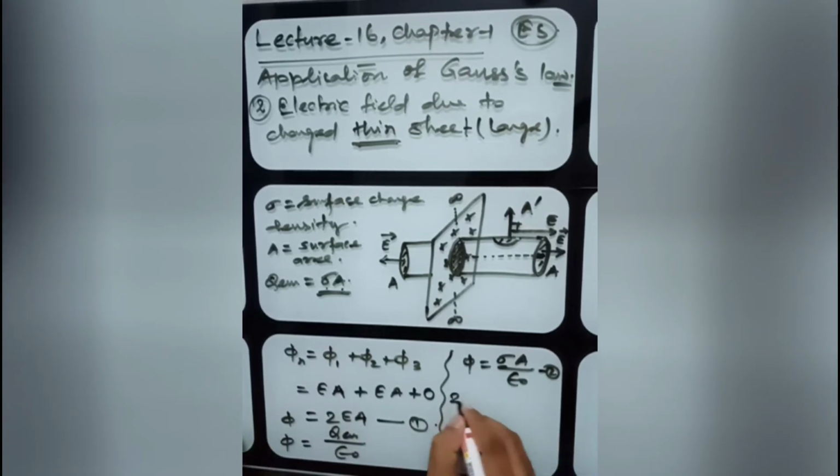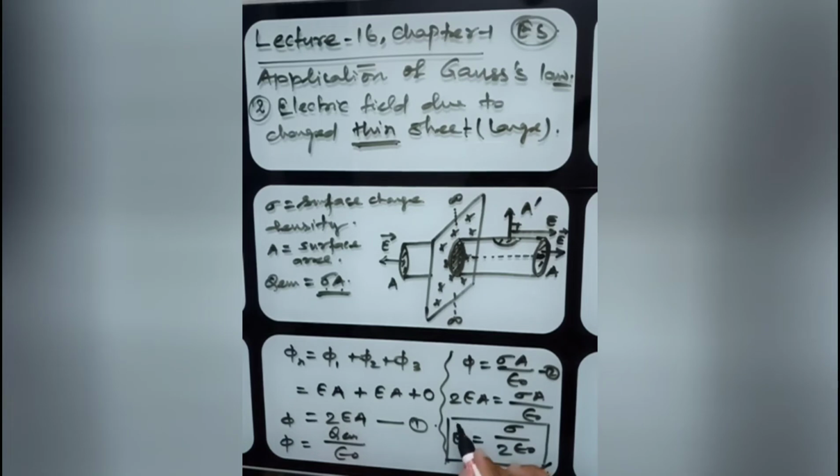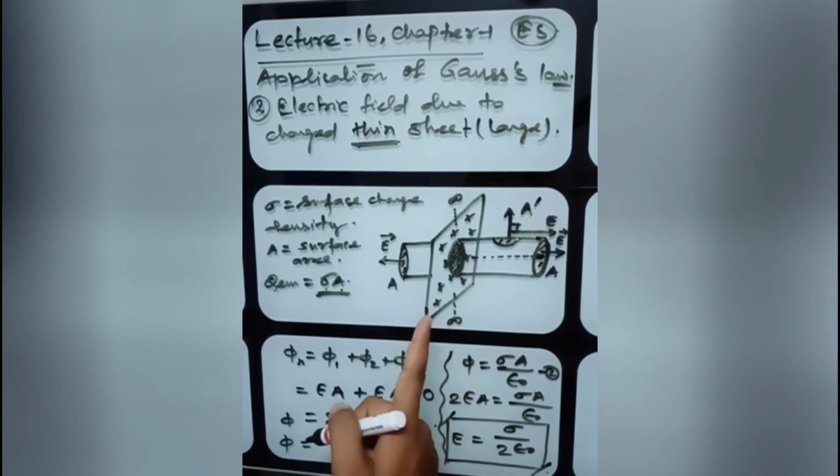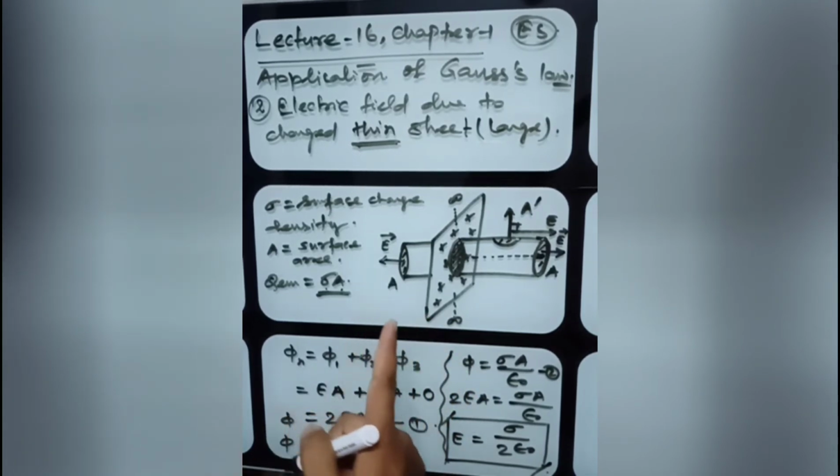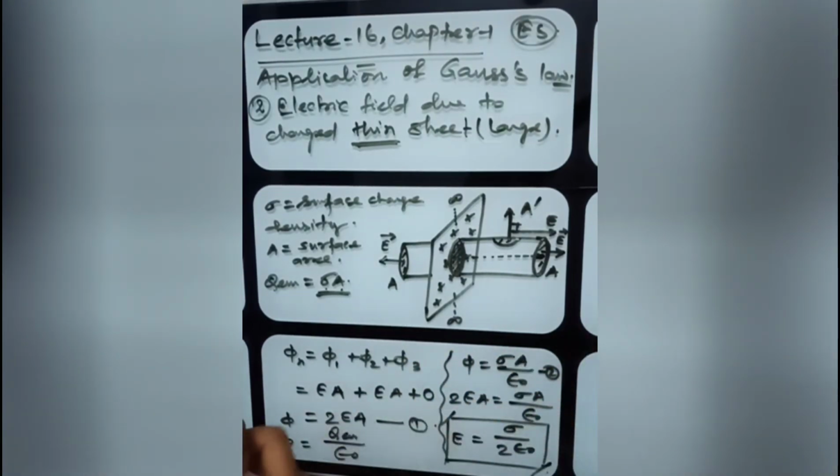So we can write that 2 times EA is equal to sigma A by epsilon naught. This A will cancel out, and E can be written as sigma by 2 epsilon naught. So this is the mathematical expression for the electric field due to a thin sheet. Remember, this is the thin sheet, and this is very important because the same you will have to use in the capacitor also. Now students, try to draw the graph.